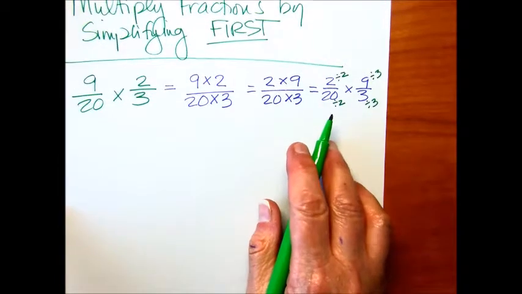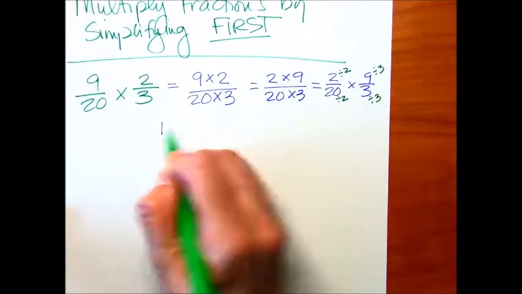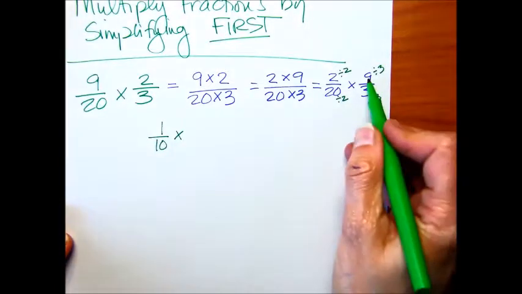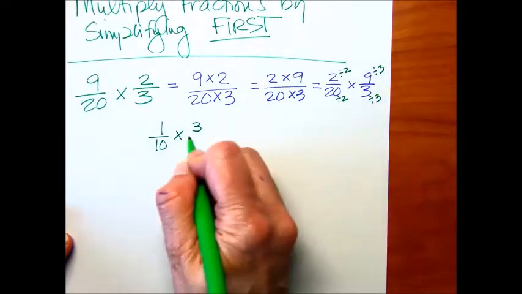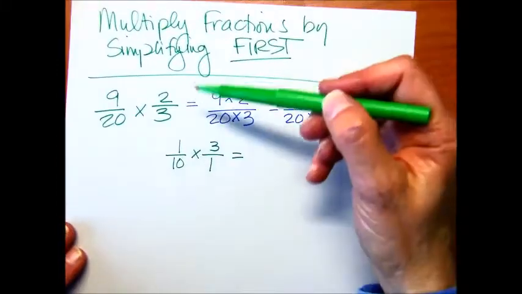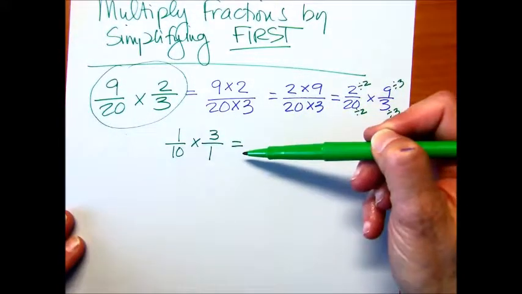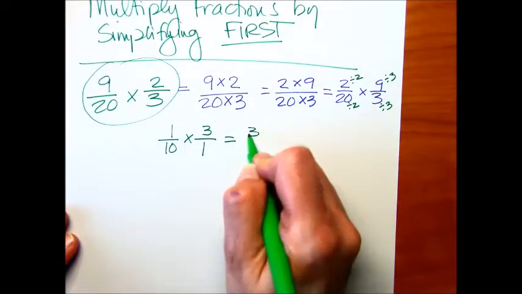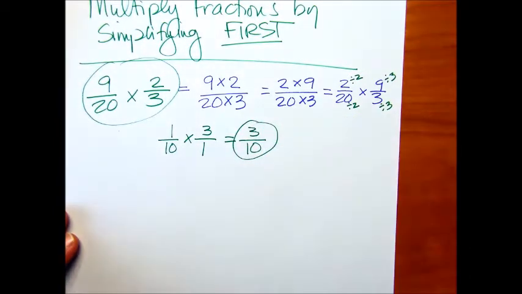Now I'm going to go ahead and just rewrite that down below. I'll have a little more room. 2 divided by 2 is 1, and 20 divided by 2 is 10. 9 divided by 3 is going to be 3, and 3 divided by 3 is 1. Now you'll notice that this was the original problem, and these numbers here are a lot smaller. It's going to be really easy to do our calculations. 1 times 3 is 3, 10 times 1 is 10. My answer is going to be 3/10.